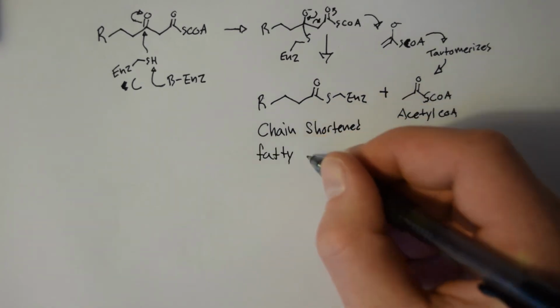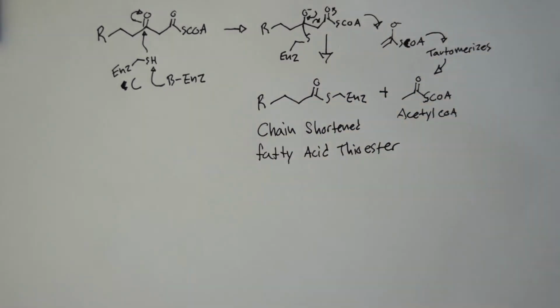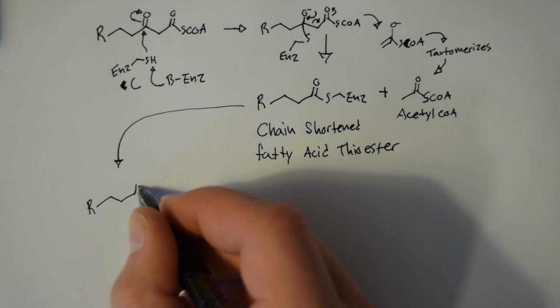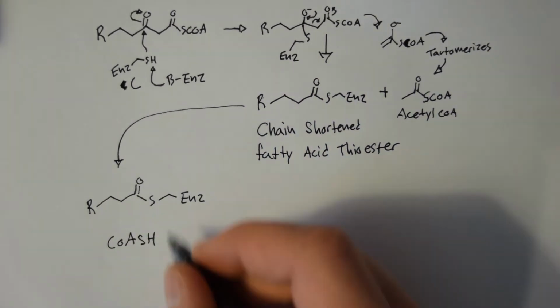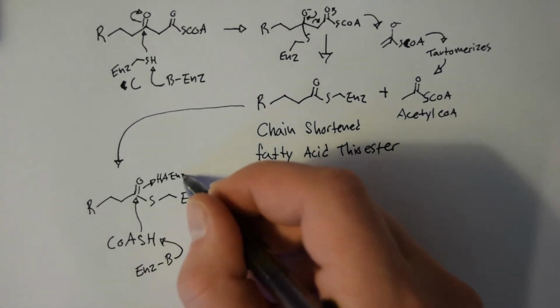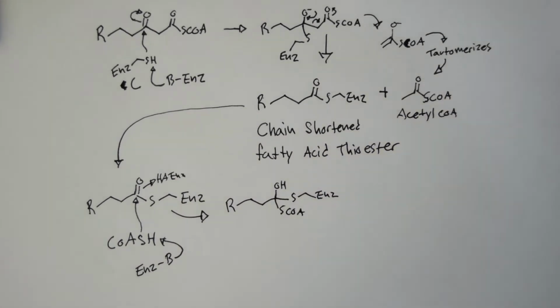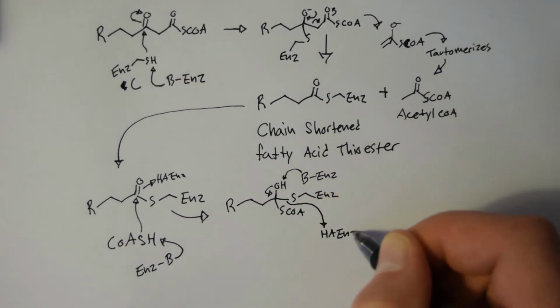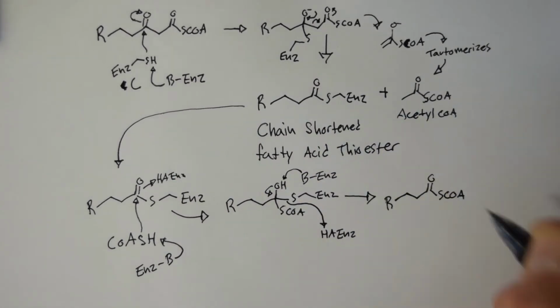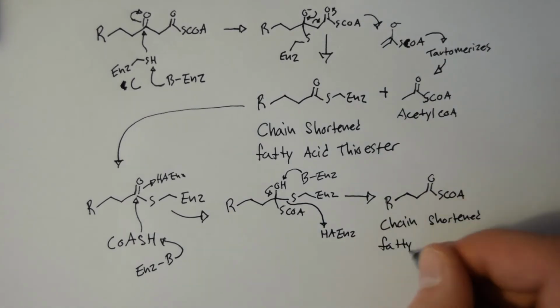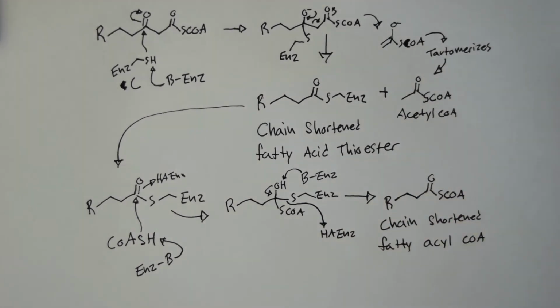And we get a chain-shortened fatty acid thioester. Another CoASH is then added and a cysteine group is then kicked off, and we get a chain-shortened fatty acyl-CoA, and the whole process starts over again.